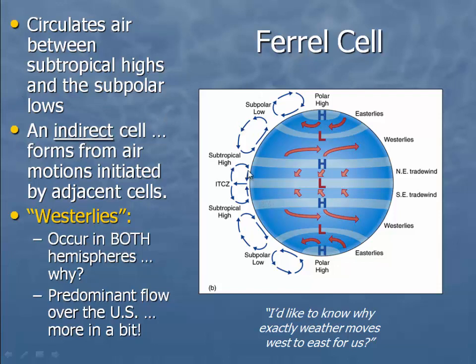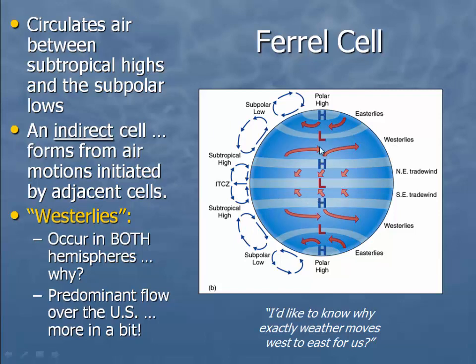The Hadley cell is direct. It's thermally direct. It's driven by the intense heating near the equator. So that air rises, then it sinks at 30 north, 30 south because of the rotation of the Earth. And due to that sinking motion, we create another cell here at 30 north to 60 north and 30 south to 60 south, which we call the Ferrel cells. Okay?